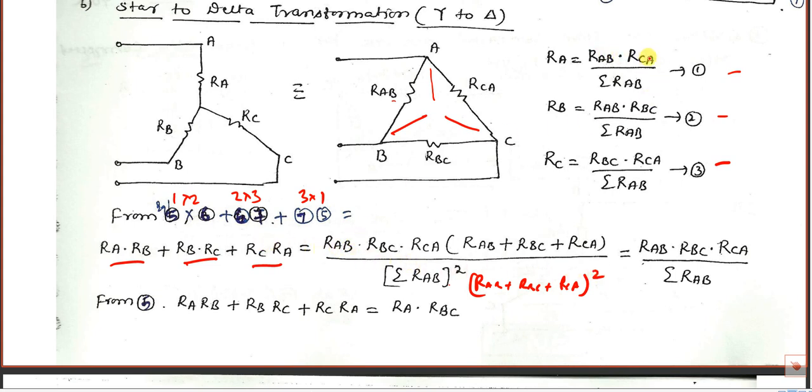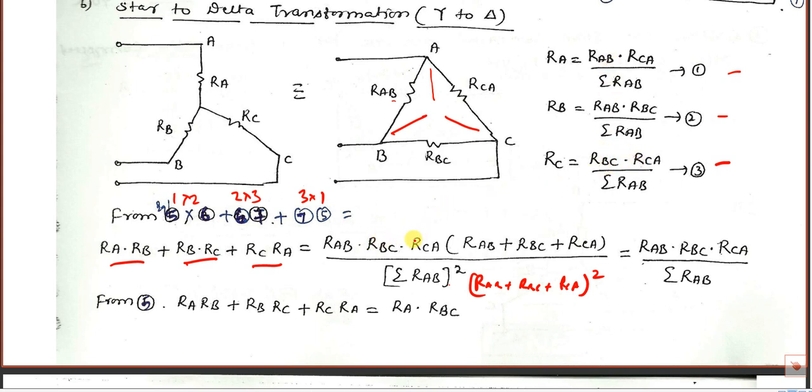And you are going to get RAB RCA plus RBC RCA plus RBC RAB. The denominator also you have to add, and the numerators also you have to add. In all the terms we have RAB. If I multiply the first and second, RAB is common: RAB square RCA RBC you will get. Again, if I multiply these two, RBC square RAB RCA. Again, RCA square RAB RCA.